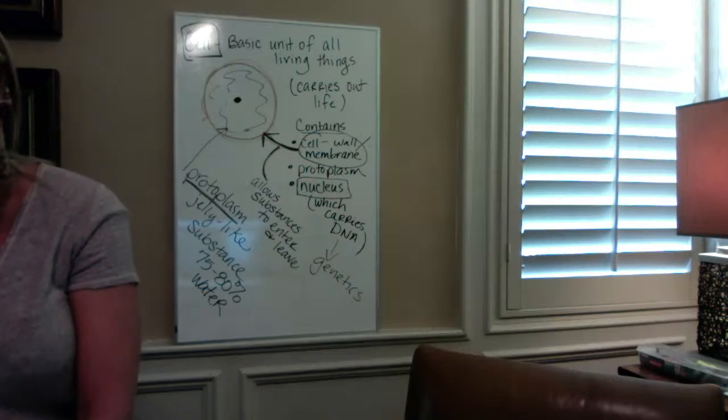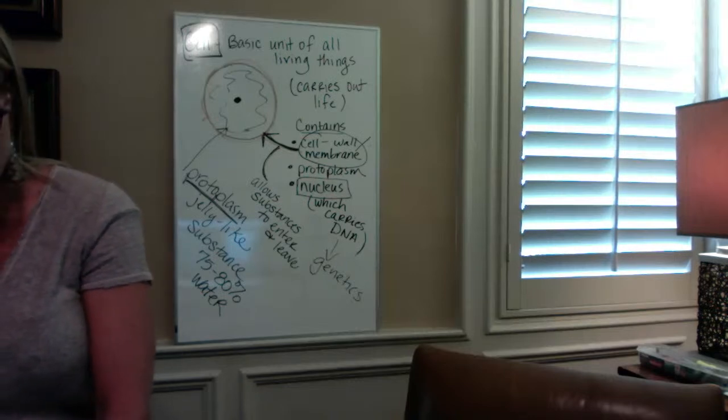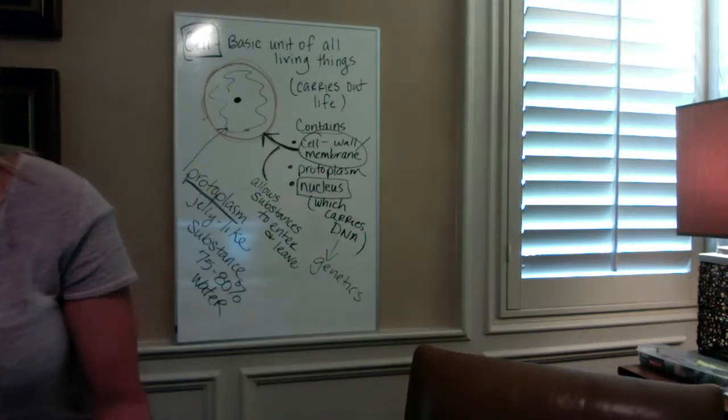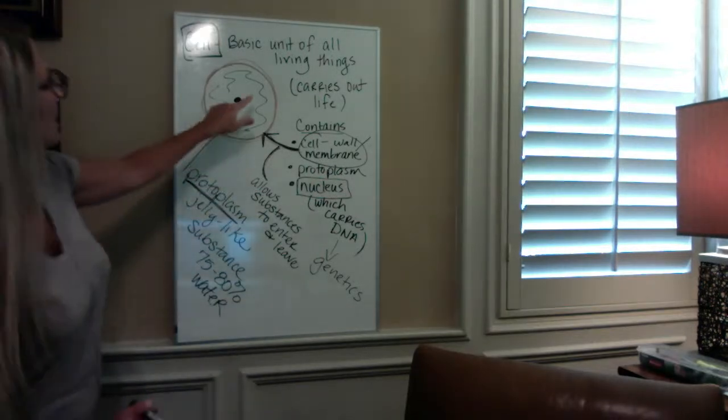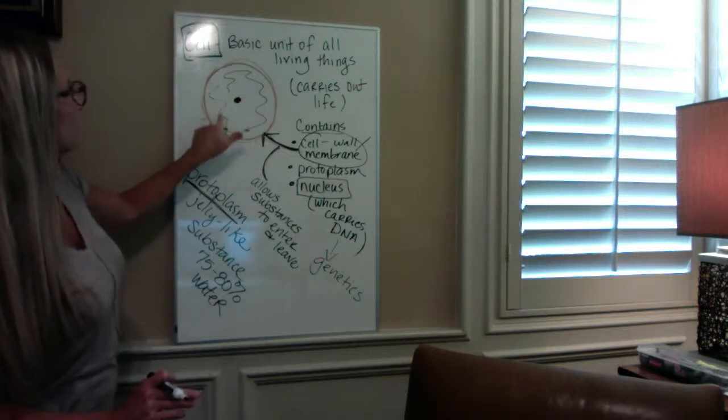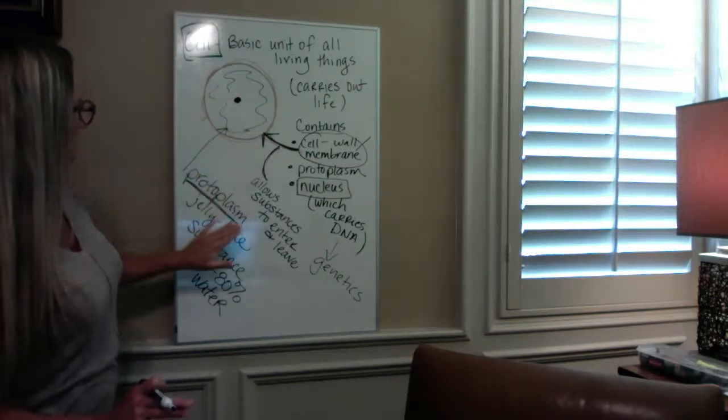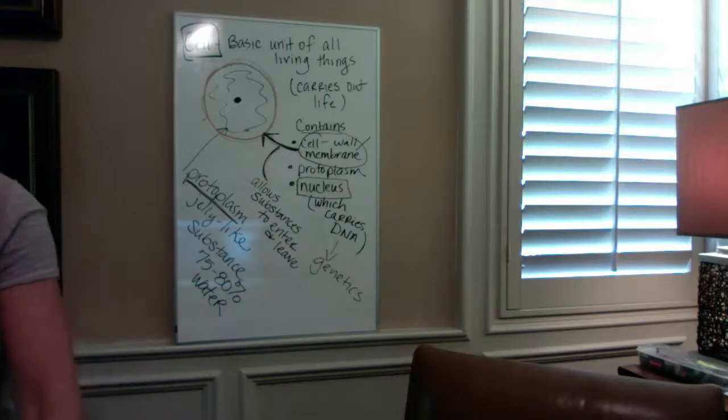So you have those ribosomes, the Golgi complex, all those other little structures that support the cell, that are inside the cell, floating around in here with the protoplasm.